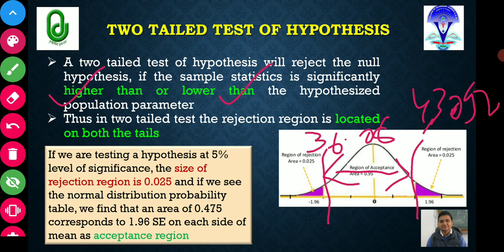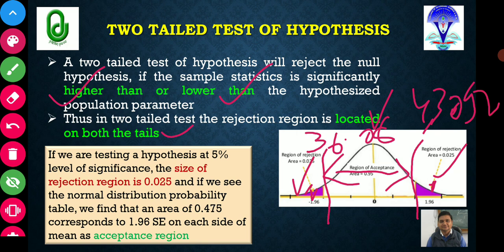But in case of a two-tailed test, the rejection region will be lying on both the sides of the graph. So if your calculated value is 35, then it is falling in this area, and if it is 45, then it is falling in this area. In either of the cases, we will be rejecting the null hypothesis. So this is about the two-tailed hypothesis. Thus in a two-tailed test, the rejection region is located on both the tails.